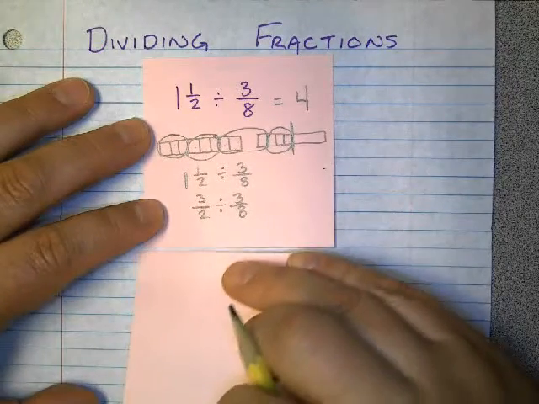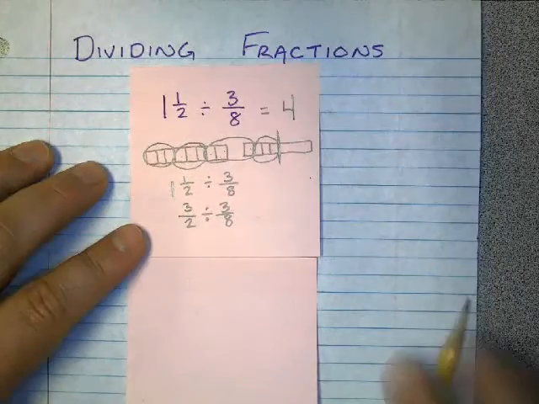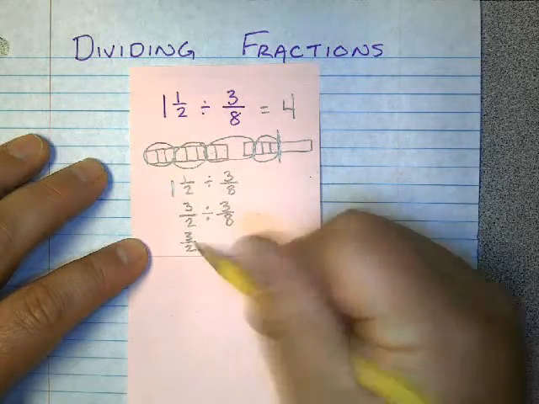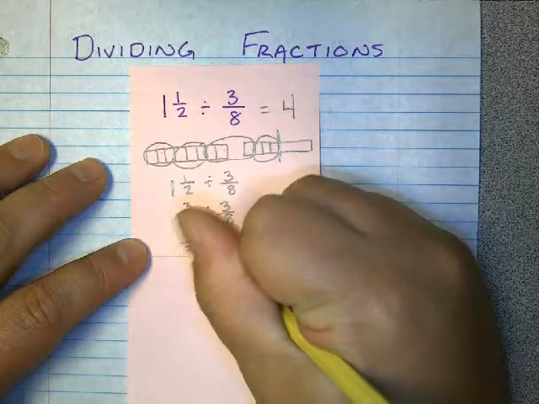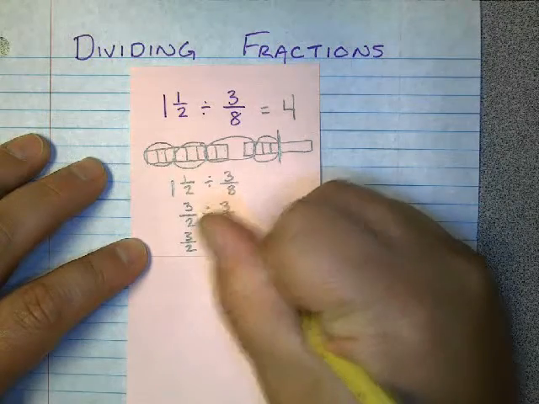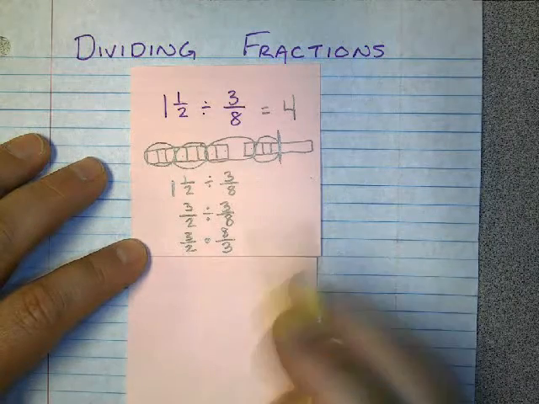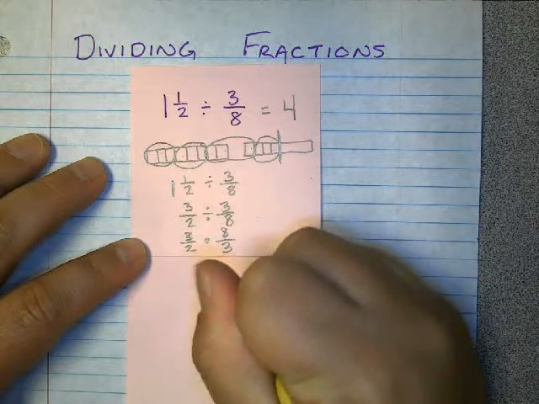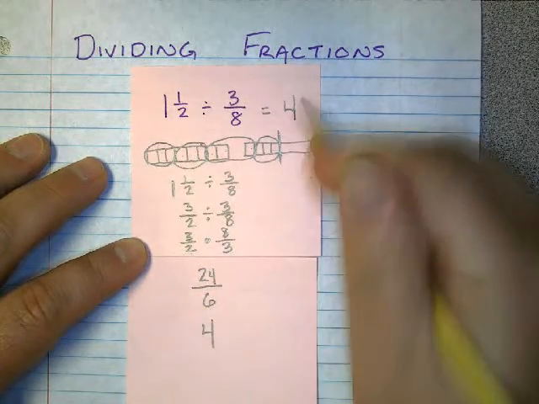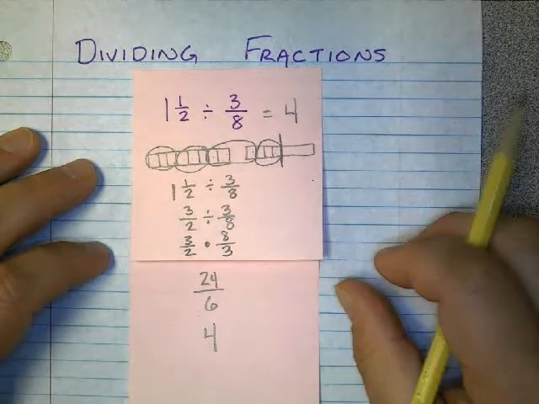Well, the way we taught it in class is we're going to keep the first one. The first fraction never changes. The division becomes a multiplication, and then we're going to multiply this by the reciprocal, 8/3. So looking at this, 3 times 8, we have 24. 2 times 3, we have 6. 24 divided by 6 is the same as 4. We get the same exact answer that we had before.